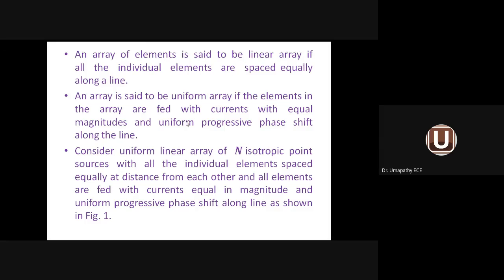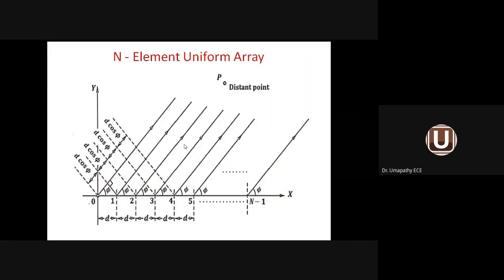How many elements are we going to use? We are going to use n number of isotropic point sources, so it is called an n-point array. We call it an n-point uniform linear array. You can see the diagram.